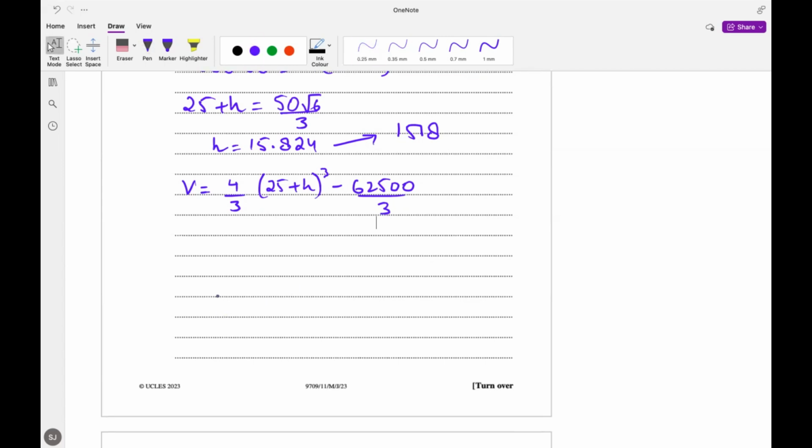Subtracting 62500 divided by 3, we get our answer as V = 69888.5 cm³. Now, as we have to give our final answer to three significant figures, we'll round it off. To round it off, we add 1 over here, so this will become a 9. So the final answer will be 699, and then we'll put the remaining as zeros. The final answer will be 69900 cm³ for the value of V.